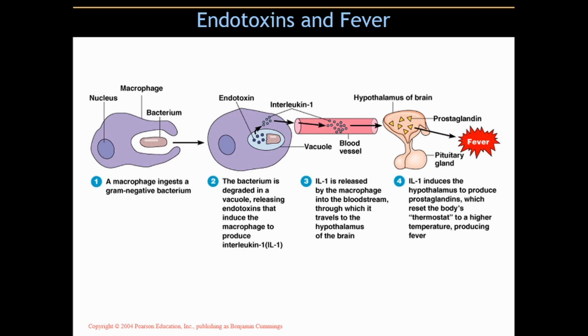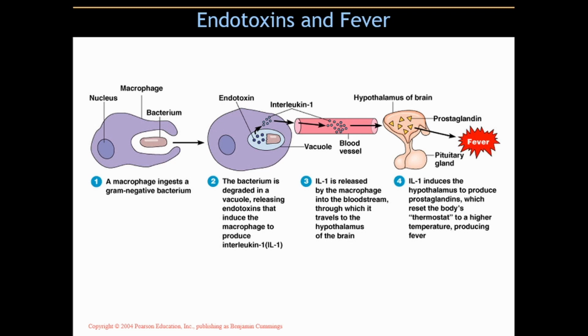Interleukin 1 is in a group of proteins that have immunomodulatory functions. As you can tell, if it's interleukin 1, there must be other interleukins, and there are. But in this particular case, we're looking at how it's related to fever, though interleukin 1 is involved in other bodily processes besides fever. Back to the graphic, interleukin 1 is released by the macrophage into the bloodstream. This interleukin 1 then travels to the hypothalamus in the brain.